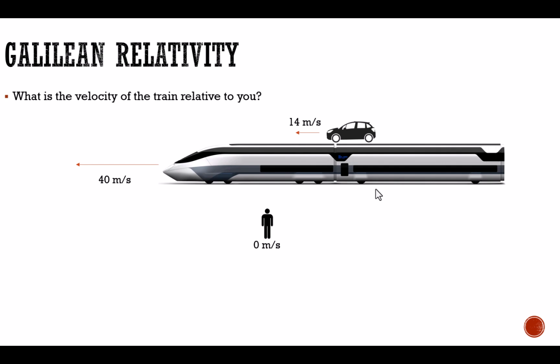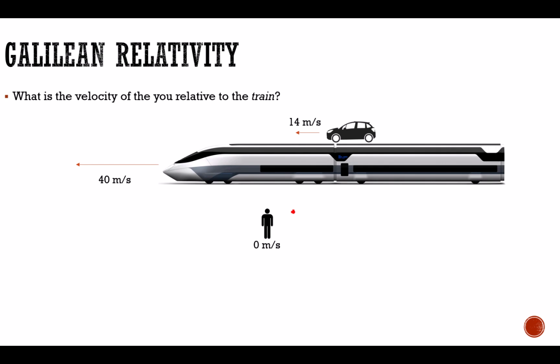So here we have a train, a car on a train, for whatever reason, and a person standing still. Okay, this could be you, could be whatever. In fact, it is you. So here's you, right there, standing still. If I asked you what is the velocity of the train relative to you, what would your answer be? Now, hopefully your answer would be 40 meters per second to the left. Right? That is the velocity of the train relative to you. That makes sense.